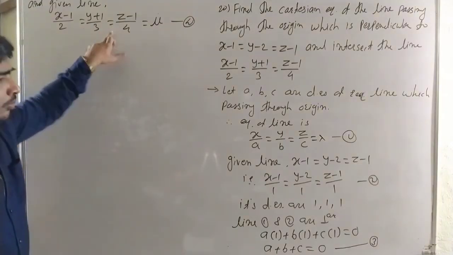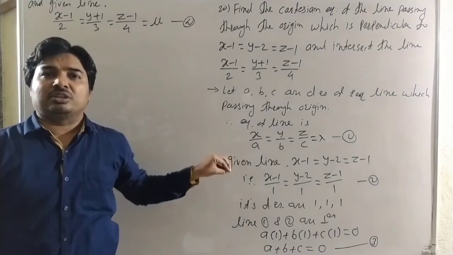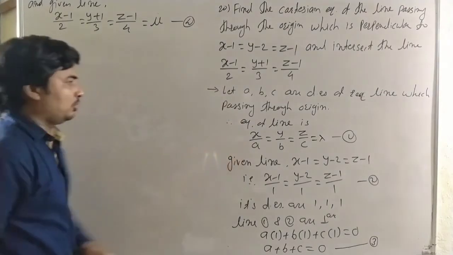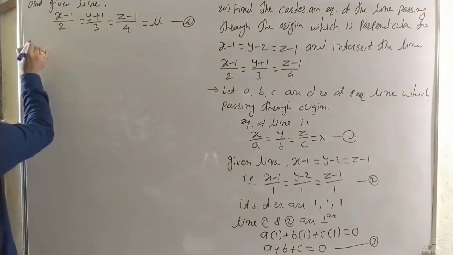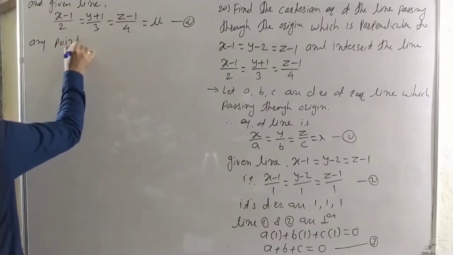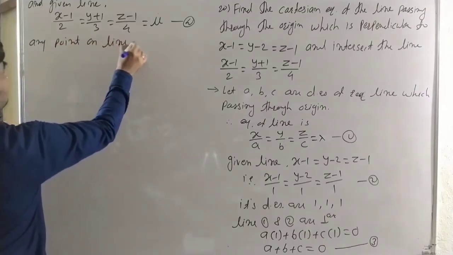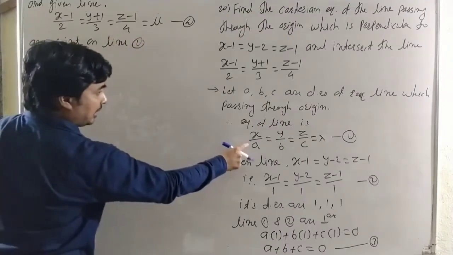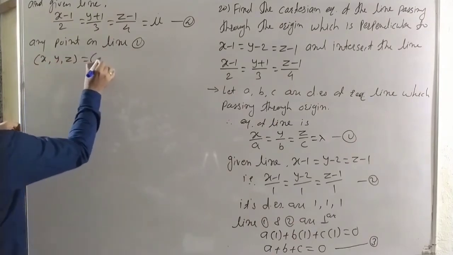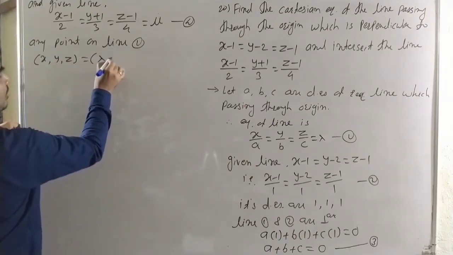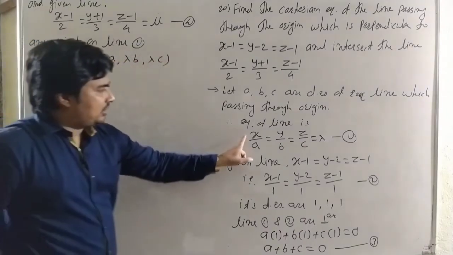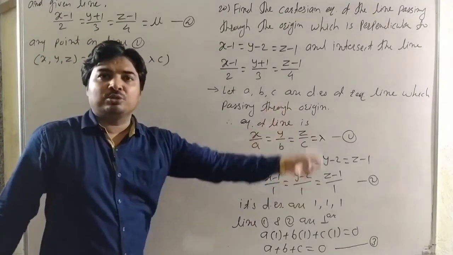Now lines 4 and 1 intersect each other. That means there is one common point whose coordinates are the same. Therefore from 1 we can write any point on line 1, x, y, z, as x is equal to lambda a, y is equal to lambda b, and z is equal to lambda c.